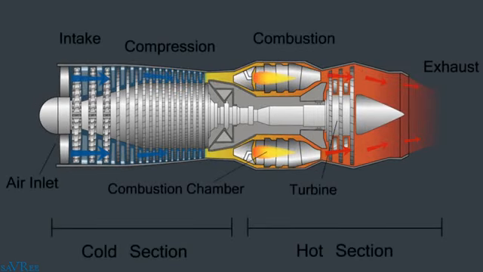So we know now how a gas turbine works. We draw air in, we compress it, we ignite a fuel, we heat up the air, then we exhaust the air, we discharge it from the combustion space across our turbine blades.